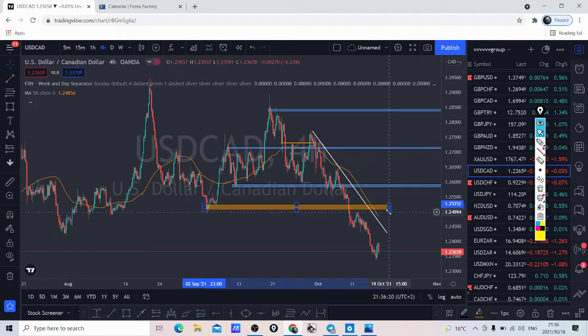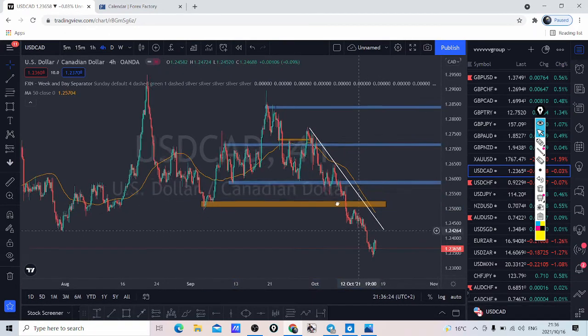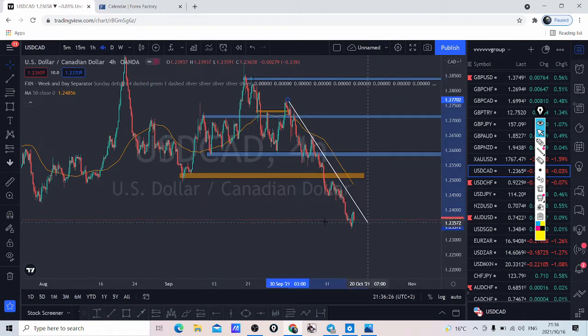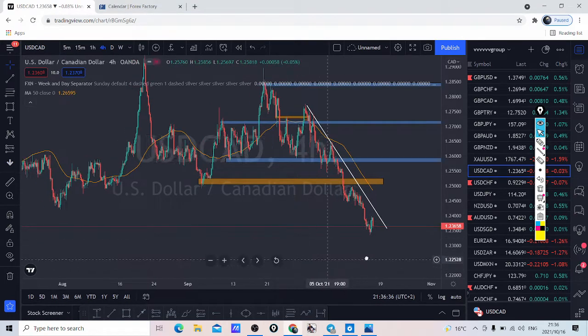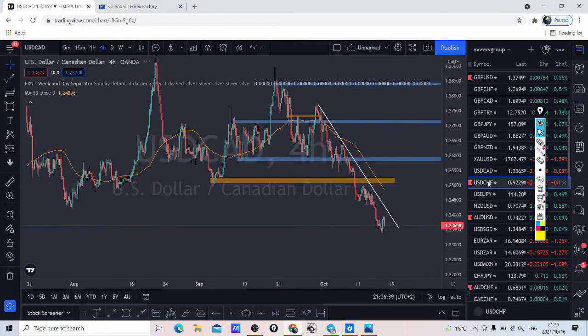So this is US Dollar CAD. This one is going to go up. No, not up. I'm not sure about this one, guys. But I'll wait until I see something interesting.